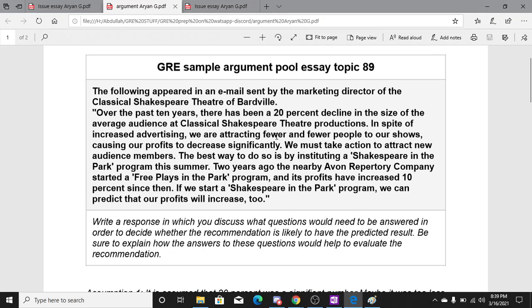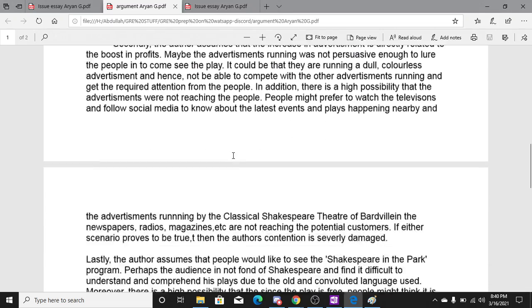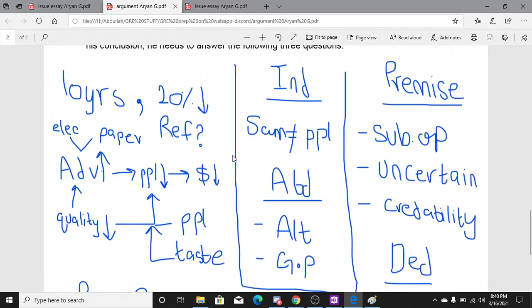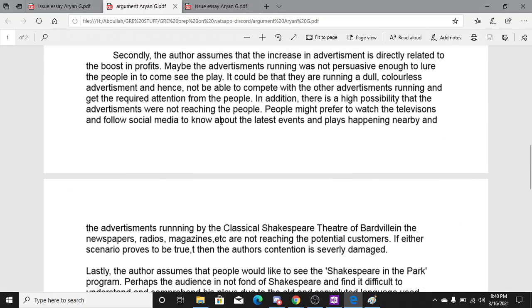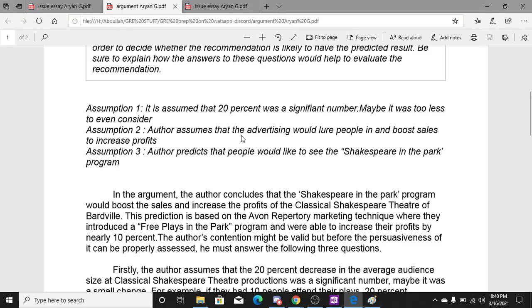Then it says, a 20% decline in the size of the average audience at classical Shakespeare theater productions. So again, the author has not convinced me that there is actually a serious problem going on just from his introductory statements. I have already highlighted two drastic fallacies: first, the time period, and second, this percentage with no reference, okay? That kind of thing.